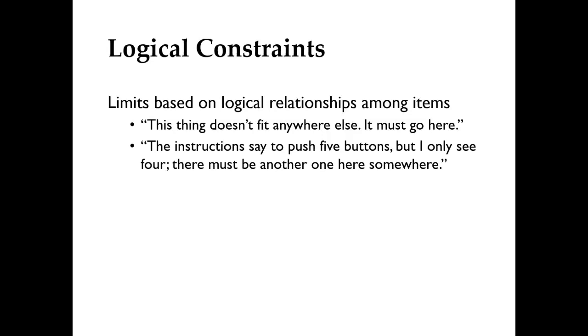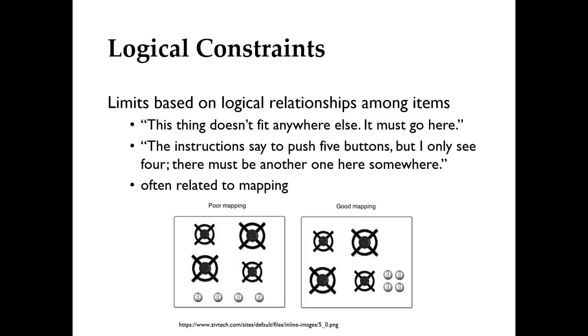Another thing that you want to know about logical constraints is they're often related to mapping. So here's a good example of what we're talking about. We have poor mapping on the left and good mapping on the right. If you look at that stove on the left, which of those knobs turns on which burner? Well, let's see. Gee, it doesn't say. I could start at the top and then work my way around. I don't know. On the right, though, it's immediately obvious. So there are logical constraints happening here in terms of our design.